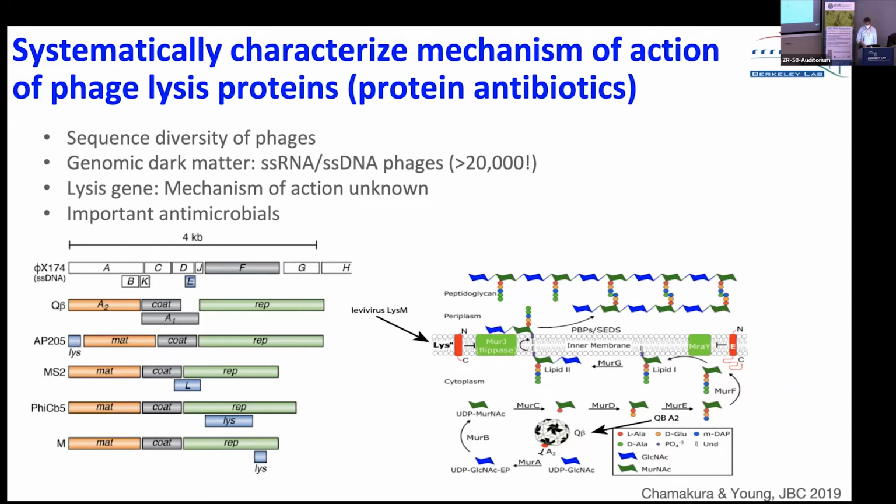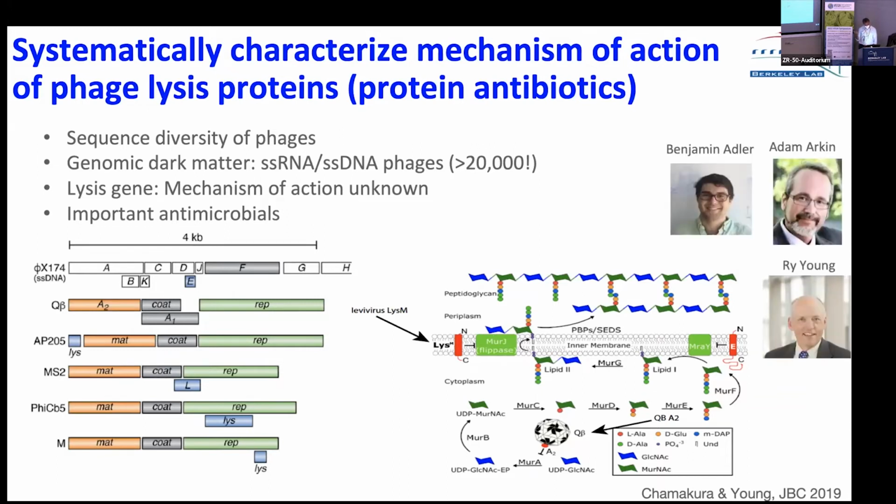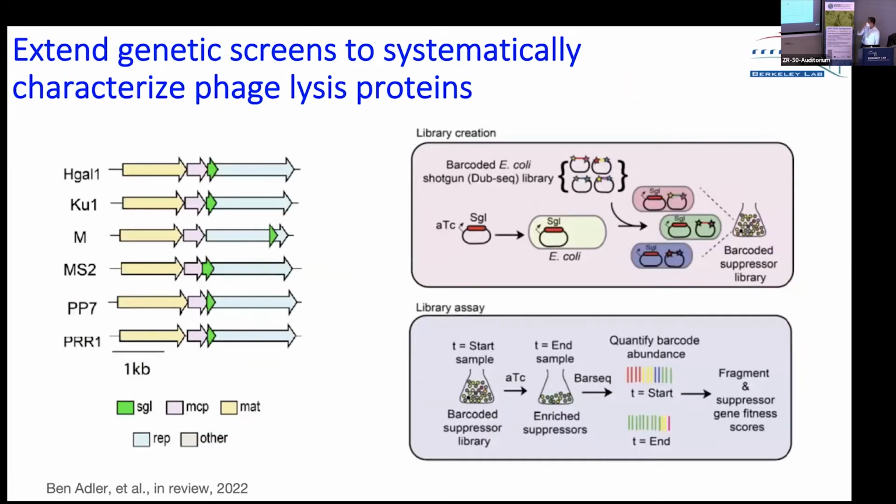This work is in collaboration with Adam and Ryan, who is an eminent scientist in this field, particularly single-strand RNA phages and lysis systems. And Ben Adelt is a grad student at UC Berkeley and is now a postdoc in the Doudna Lab. Here we took 6 different single-strand RNA phages. These are well-studied phages, but we still do not know what these lysis genes target.